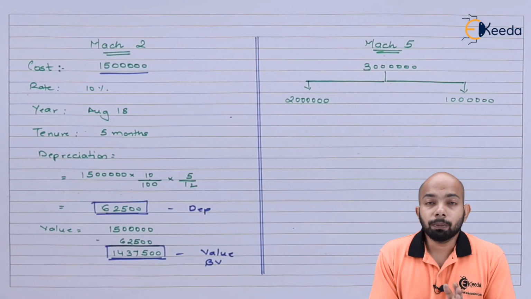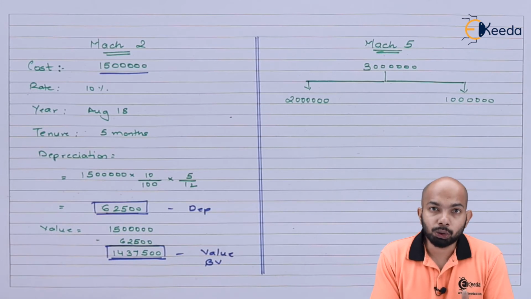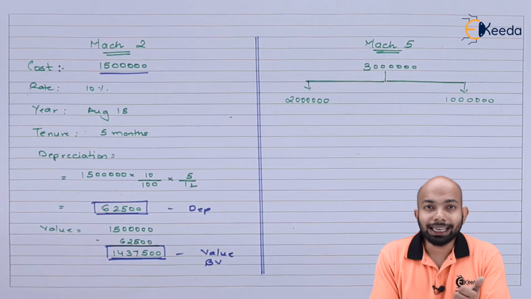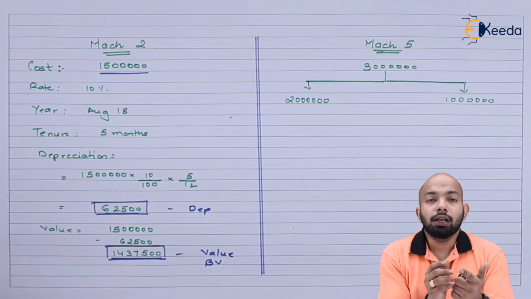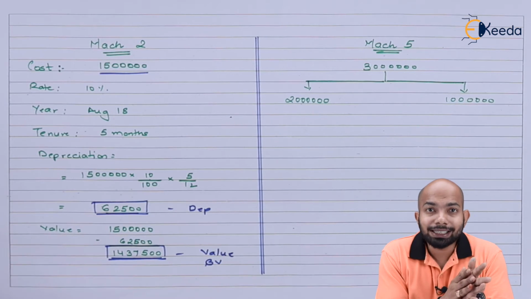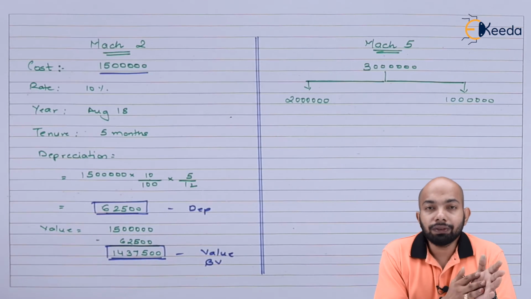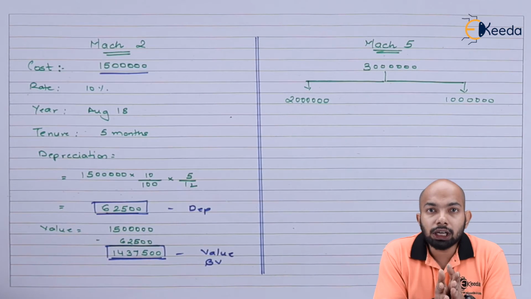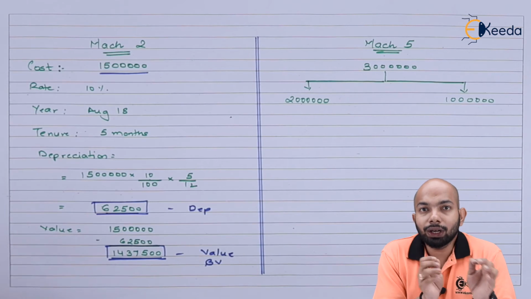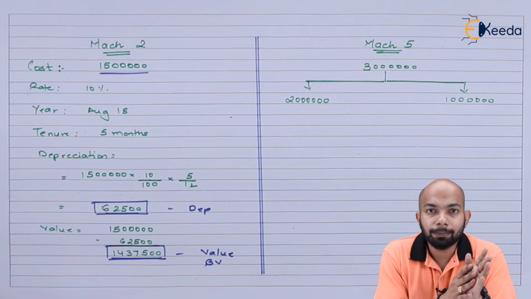So if you can figure out, machine 5 has been segregated into two parts. One is for 20 lakhs, the second is for 10 lakhs. Now for the second part, which is for 10 lakhs, you have to calculate depreciation on the usual basis. However, the one which is for 20 lakhs was sold out for 10 lakhs. That is the partial sale transaction that we are dealing with in this specific transaction. So let's figure it out in a similar way.